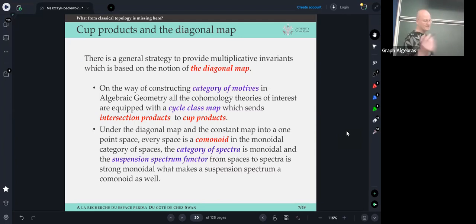Similarly, in the category of spectra in stable homotopy theory, this comonoid structure can be moved from the category of spaces to the category of spectra. Okay, the suspension spectrum functor preserves this comonoid structure because it's a strong monoidal functor.